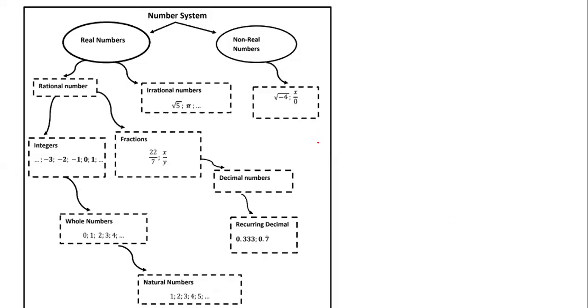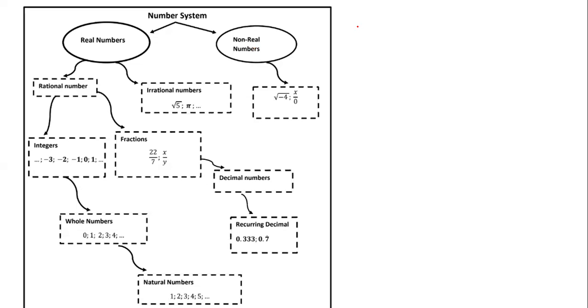Now let's remind ourselves, what is a number system? There are many different types of numbers. We have numbers that are presented in decimals, meaning with commas. There are numbers that are positive. There are numbers that are negative. So all of the numbers are categorized, grouped or labeled under their categories.